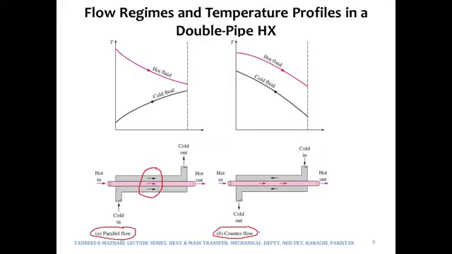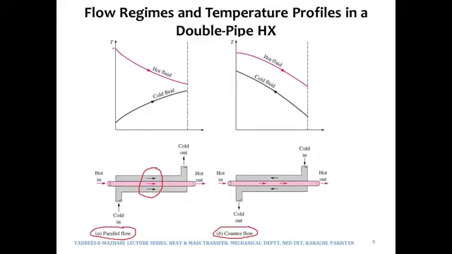Whereas in counterflow the two fluids move at 180 degrees to each other. For example, the hot fluid is coming in and is then flowing in the positive x-axis direction, whereas the cold fluid will be moving in the negative x-axis direction. Whereas in cross flow the two fluids move at 90 degrees to each other.